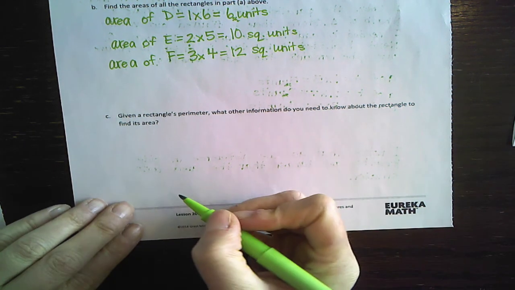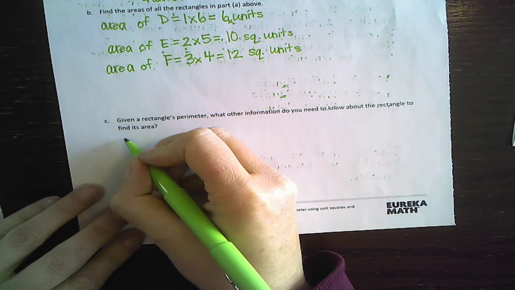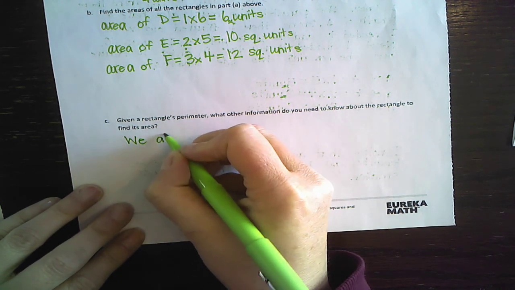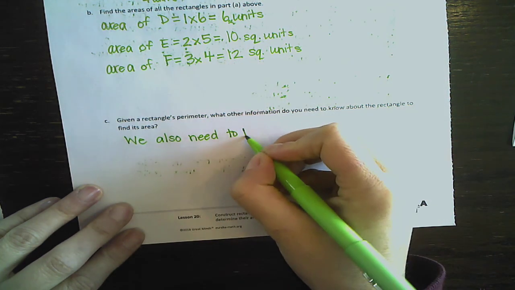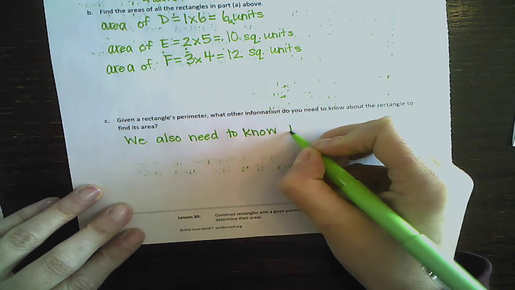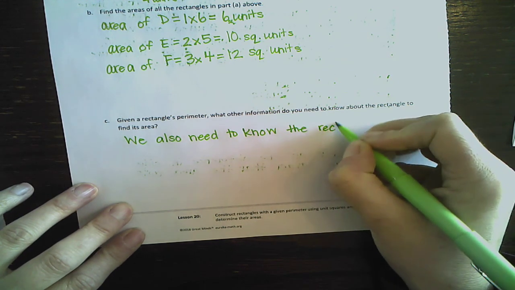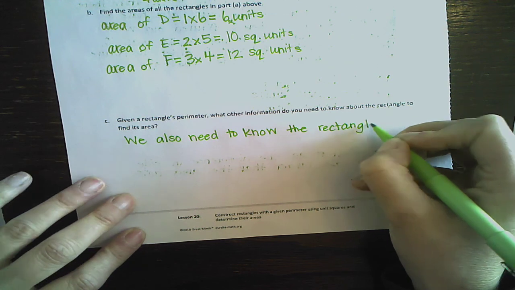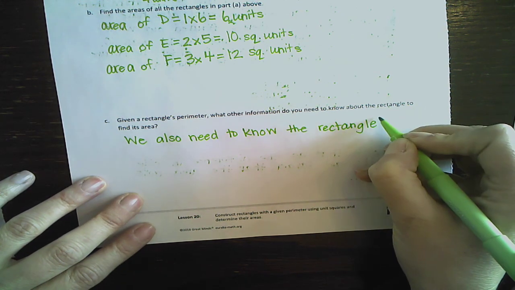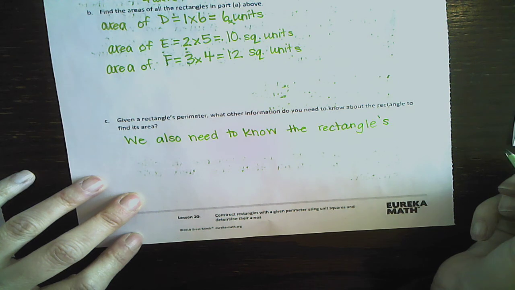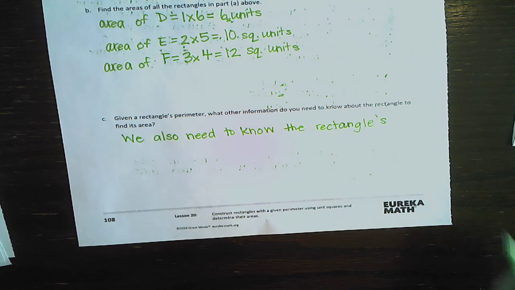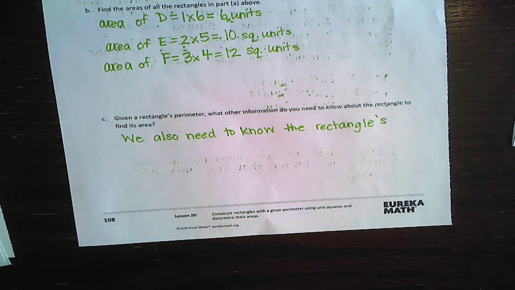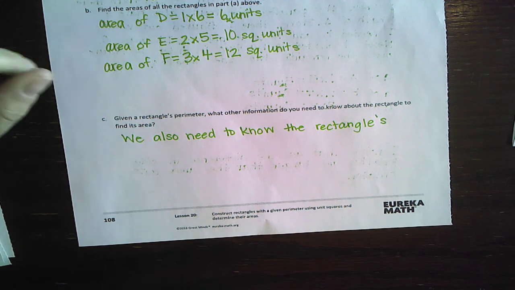So let's say it. Let's say we also need to know the rectangle's side lengths. Please notice how I'm spelling rectangle, and then I'm doing this, which is showing its possession, because the rectangle's side length is what we need to know. Those side lengths belong to that rectangle. They are not ours. They are not my coffee's. They belong to the rectangle, and only that rectangle.